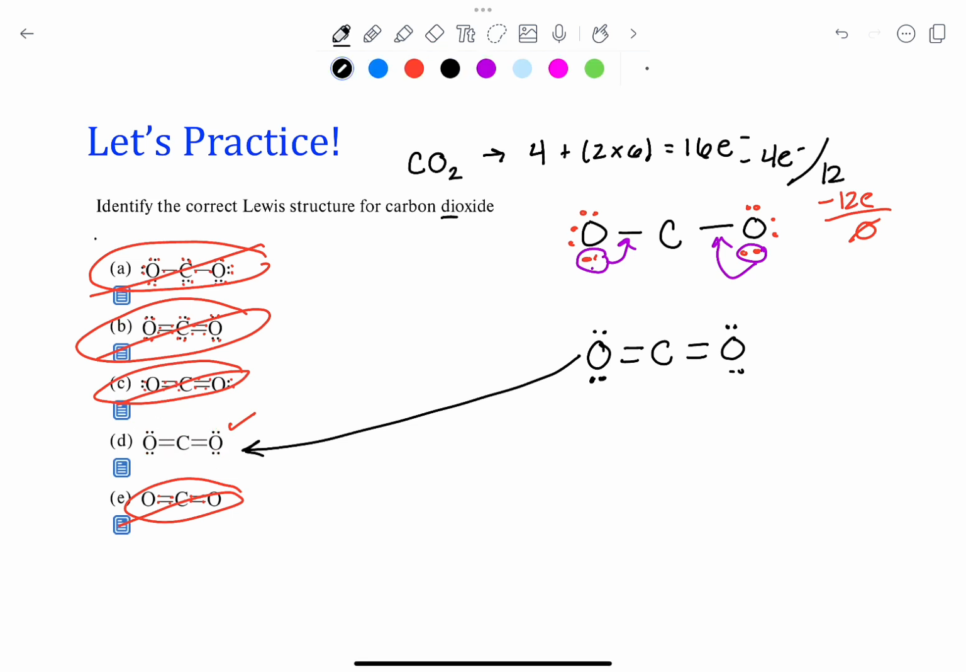So we have multiple ways that we can double check it. The first one is right off the bat, just count your electrons. Make sure that none of those have too many electrons or too few, and then double check with your own rules.